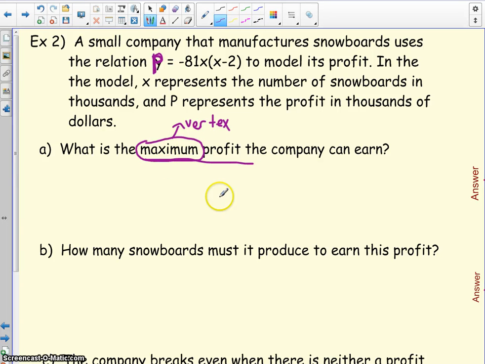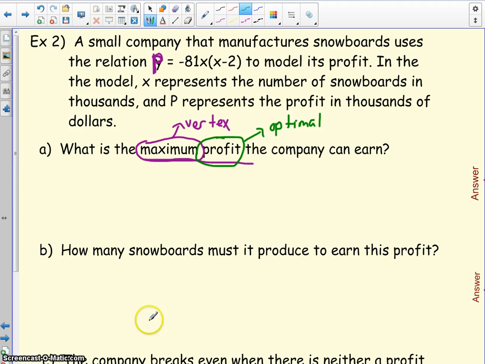Now, what's it actually asking for? Well, it's asking for the profit in this case. The profit is the dependent variable, normally our y value, in this case p. So the y value of the vertex is the optimal value. So really this question is just asking us to find the optimal value of the parabola we have.